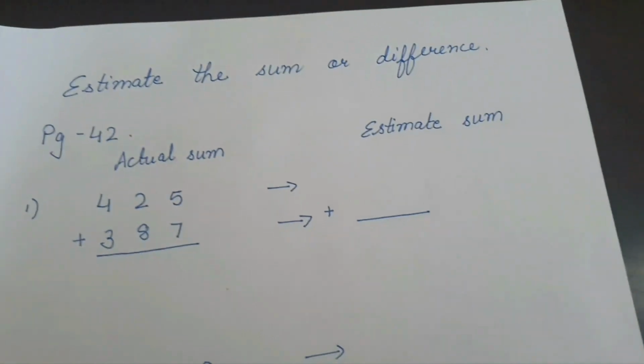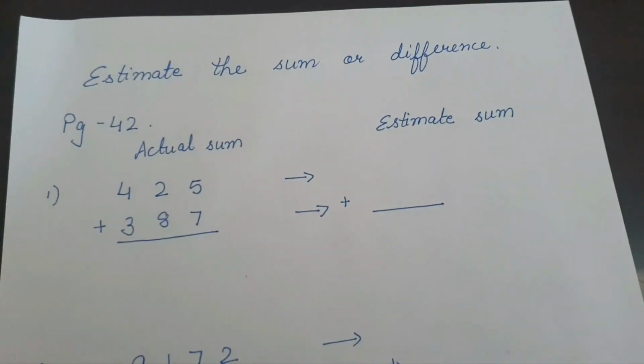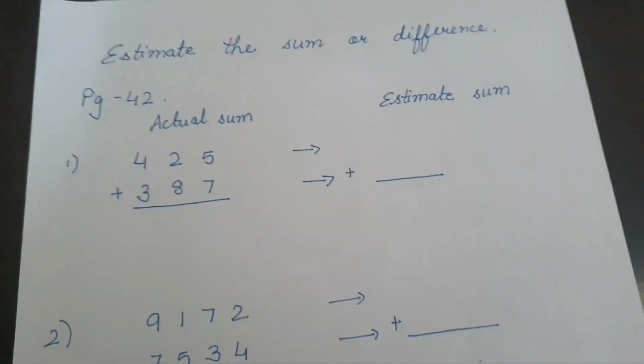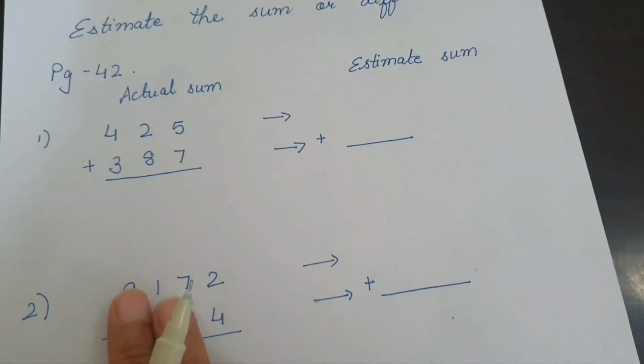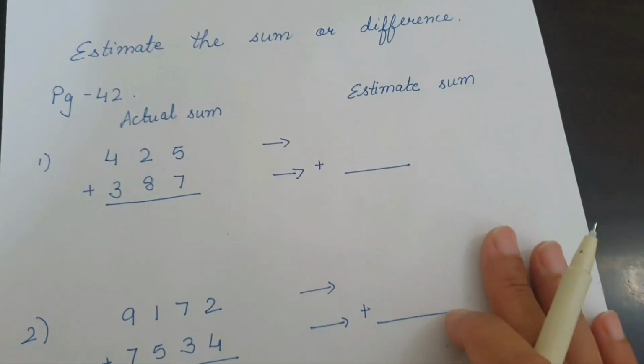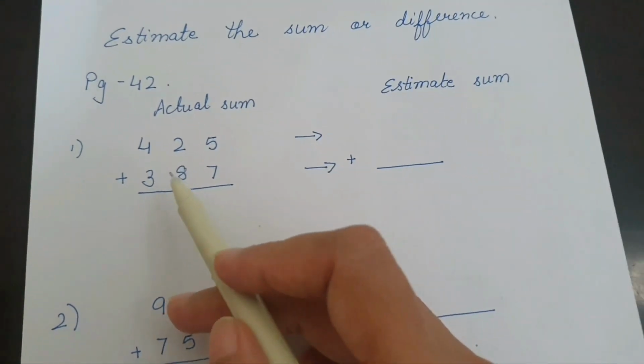Now let us do a few sums related to estimation. The first one is estimate the sum or difference. So on the left hand side we will do the actual calculation. On the right hand side will be the estimated calculation. Now let us do the first one.